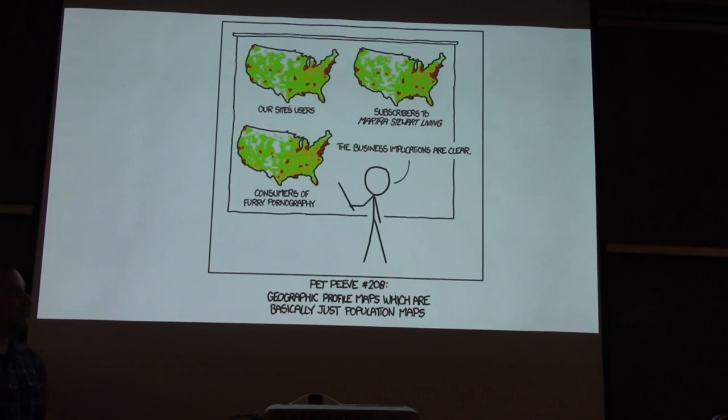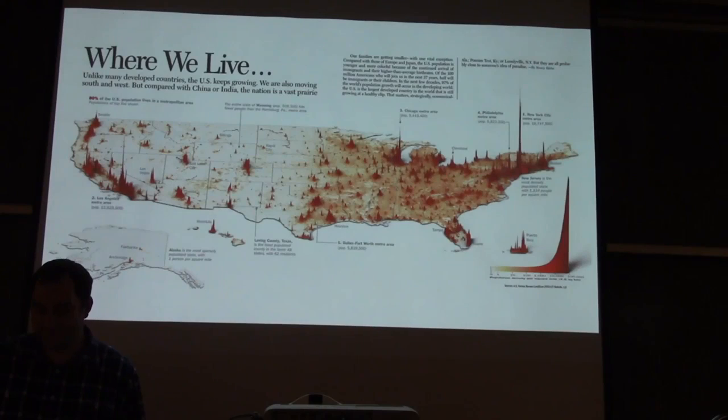I also like this comic very much. Geographic profile maps, which are basically just population maps. So whenever you look at a map like this, and you don't standardize your area by population, you're essentially just looking at where people live, and it's very hard to see any meaningful trends for yourself.